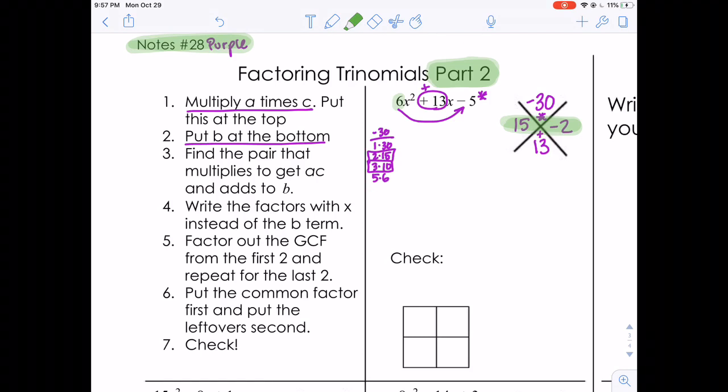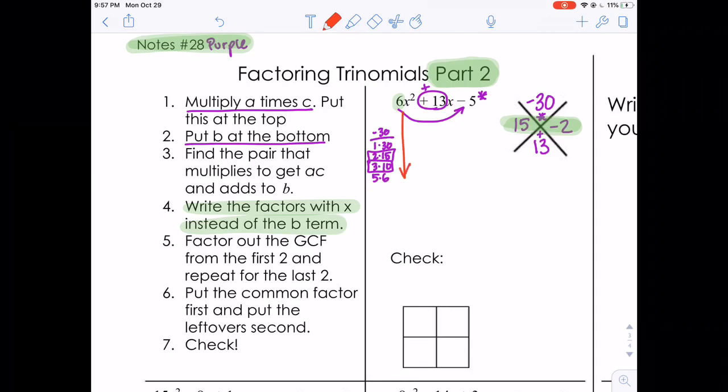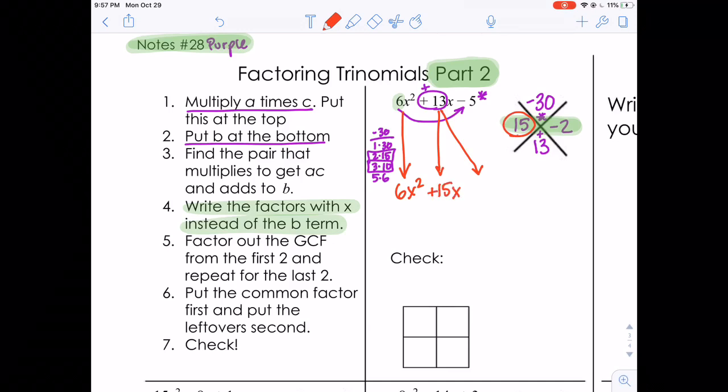So what I'm going to do is I'm going to write the factors with x instead of the b term. So watch this really fast. I've got 6x squared. And I'm going to split the 13 into the two pieces that I just found. The 15, so add 15x, and the negative 2, negative 2x. And then I'm bringing down the negative 5.